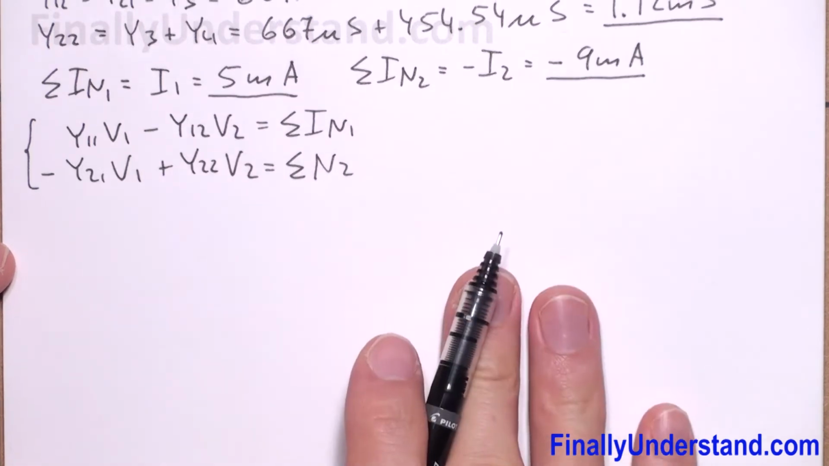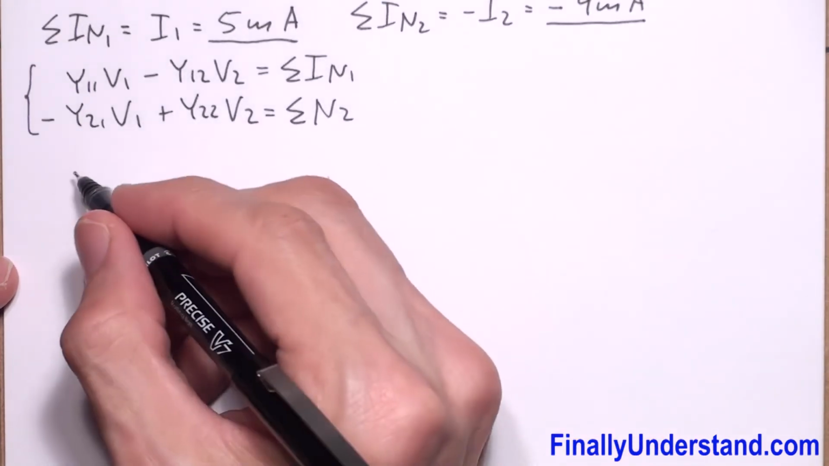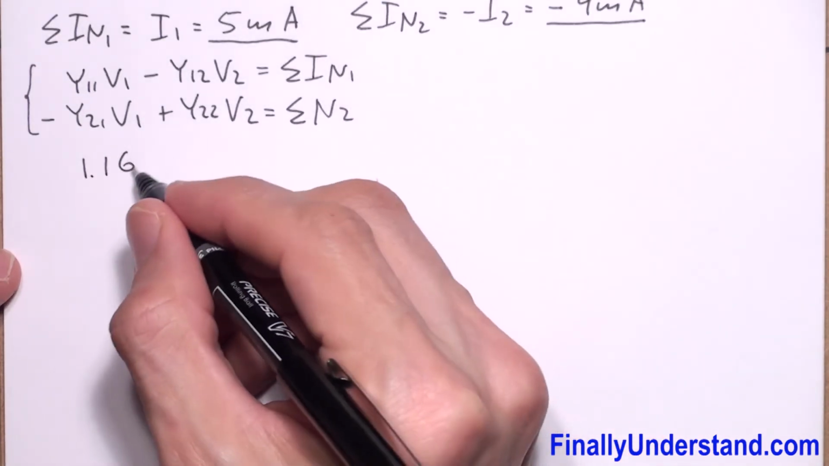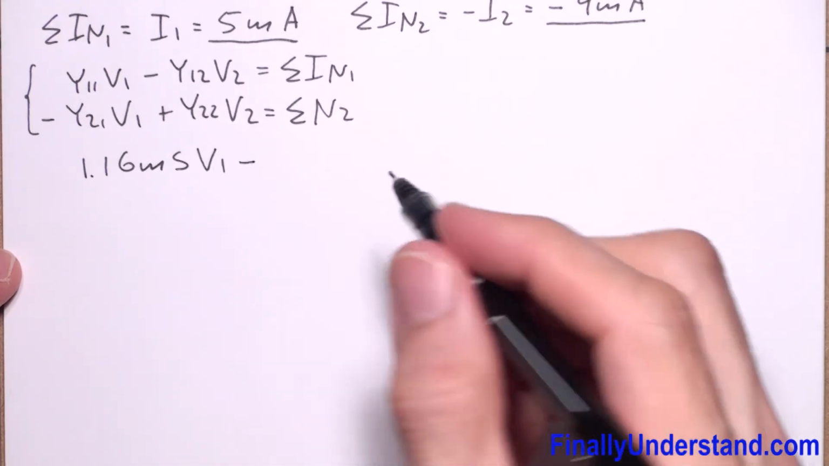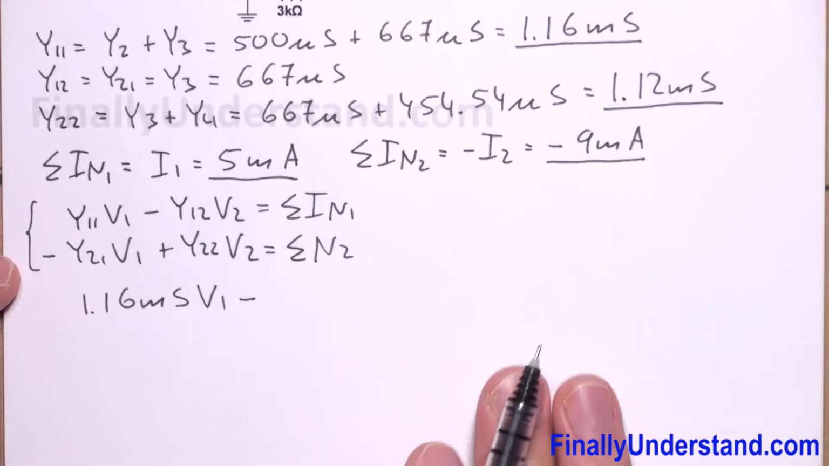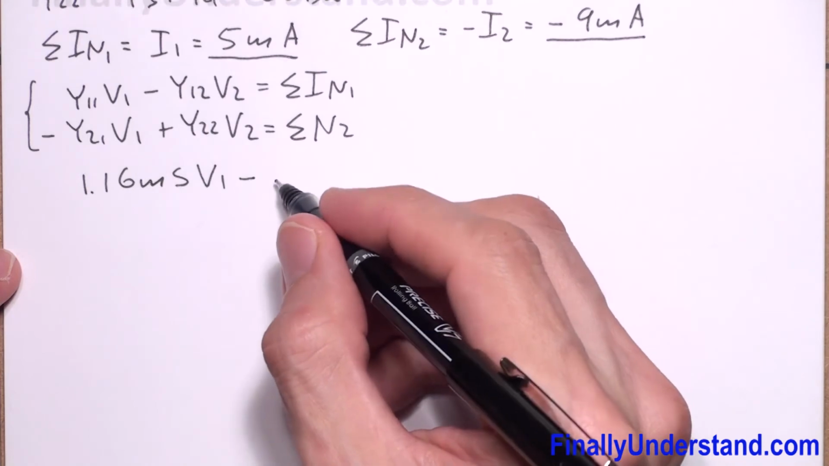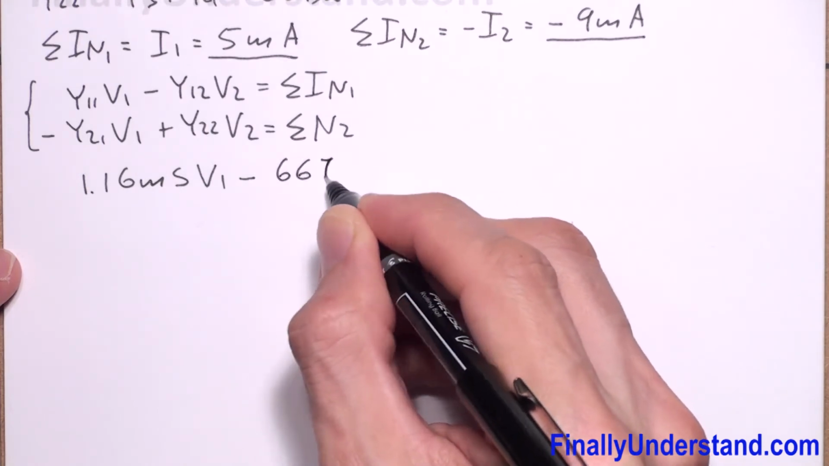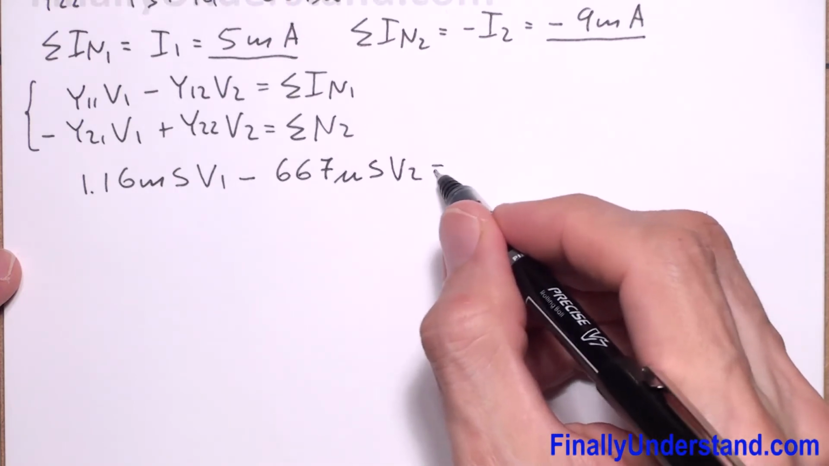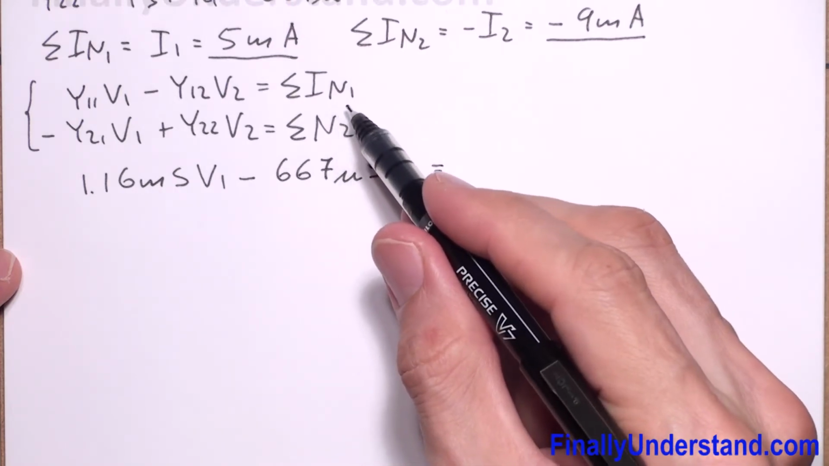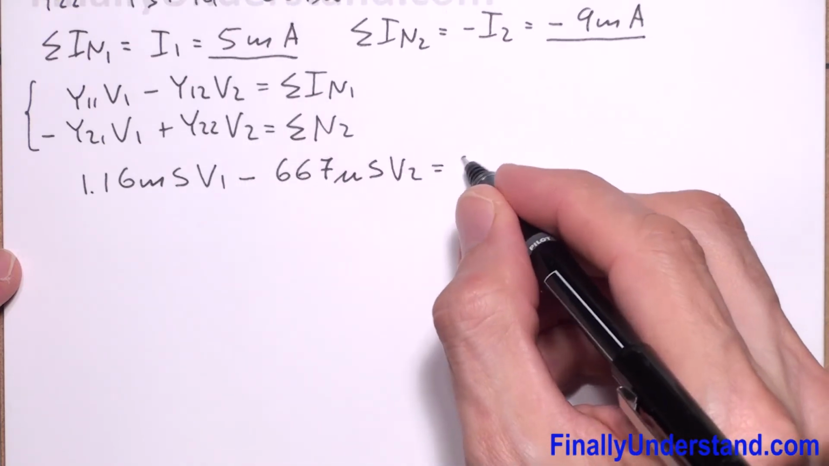So I have Y11 equal to 1.16 millisiemens. So I have 1.16 millisiemens V1 minus Y12, which is equal to 667 microsiemens. So this is 667 microsiemens V2, which is equal to the sum of the currents going to node 1. We found it. This is equal to 5 milliamps.